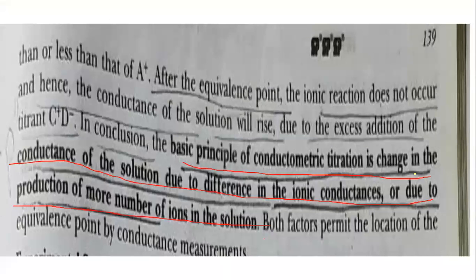Overall, the basic principle of conductometric titration is the change in the conductance of the solution due to difference in ionic conductances, or due to production of more number of ions in the solution. Both factors permit the location of the equivalence point by conductometric titration.